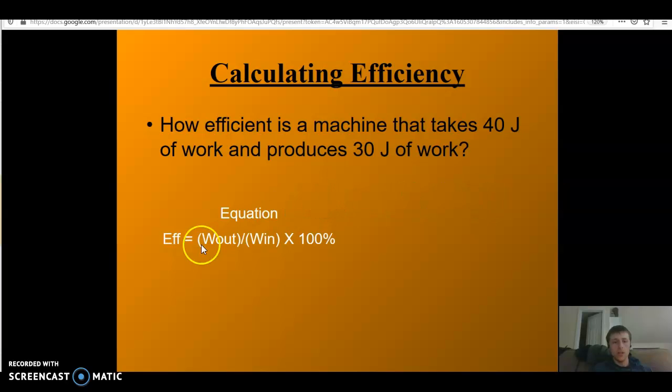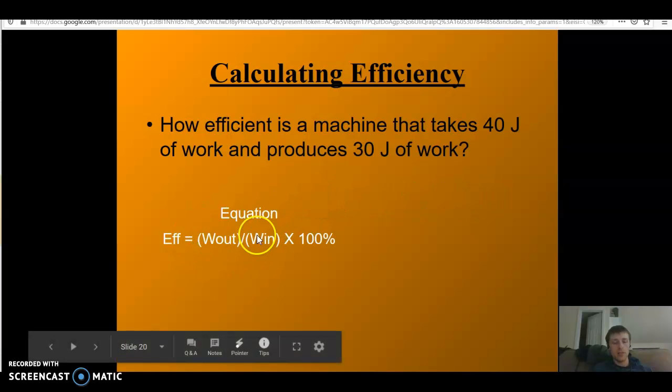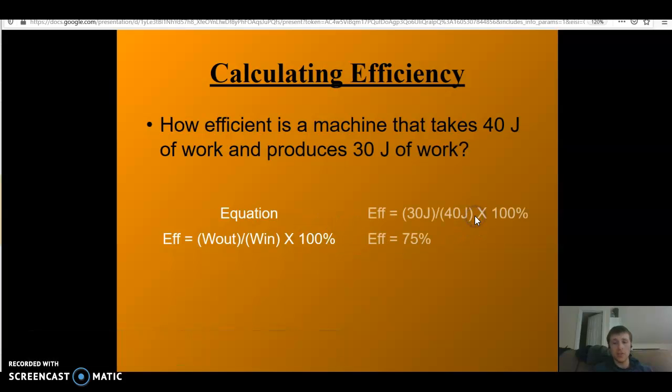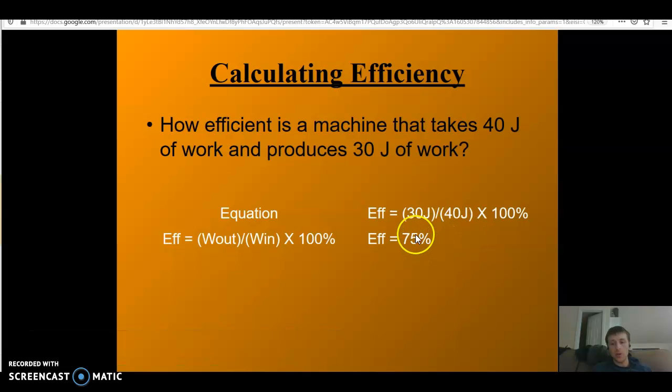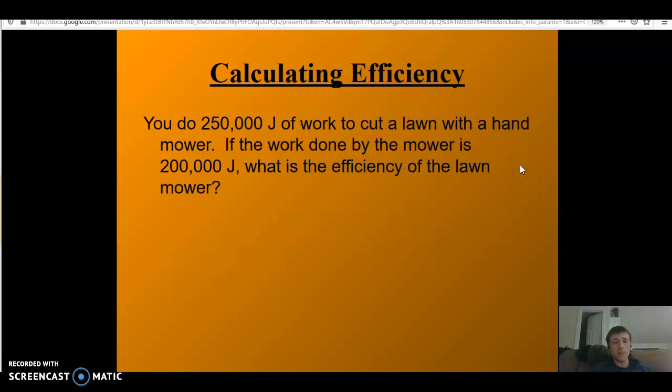So in this case, we have 40 joules we're putting in, we get 30 joules out. What gives? Well, the amount we got out divided by the amount we put in times 100 will give us the percentage of efficiency for our machine. So in this case, 30 divided by 40 is 0.75. So this machine is 75% efficient. And we'll lose about a quarter of our work due to friction. That would be pretty bad in the real world. Usually we want to strive for a little bit more efficiency than that.